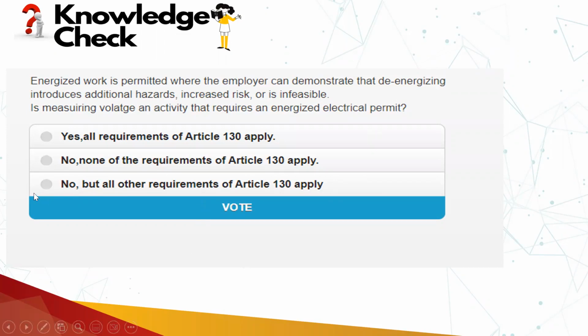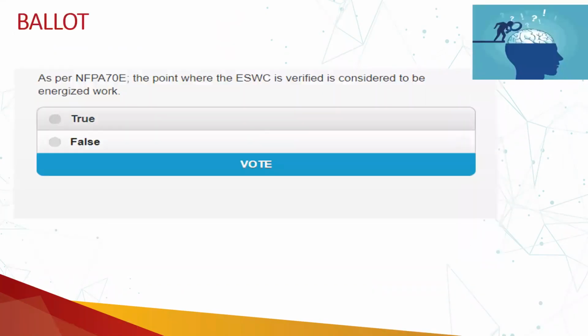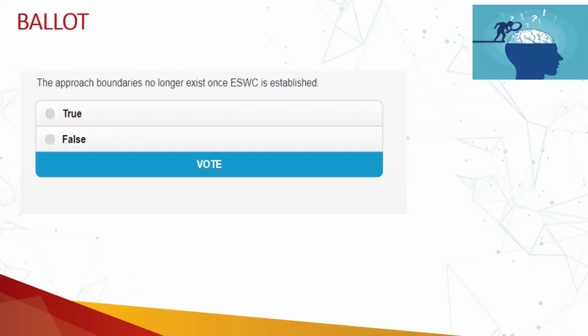These are mandatory requirements here. As per NFPA 70, the point where an electrically safe work condition is verified is considered to be energized work. Yes, because until we have performed the verification, we are going to consider that task as energized work. The approach boundary no longer exists once an electrically safe work condition is established. Yes, once an electrically safe work condition is established, the approach boundary does not exist.